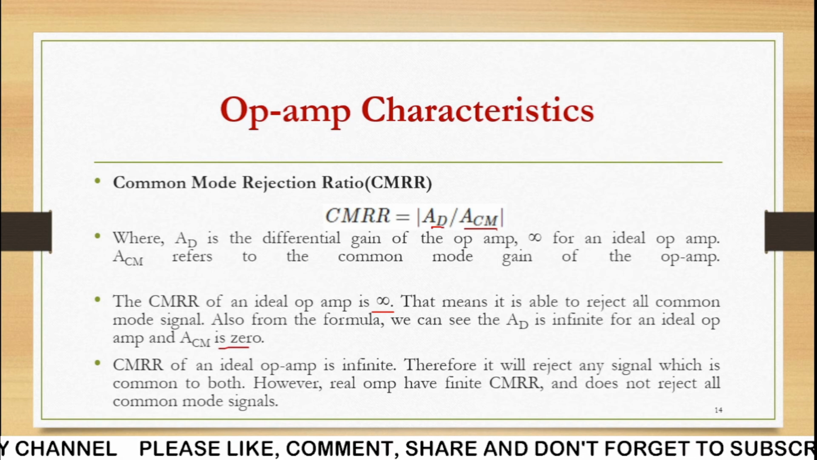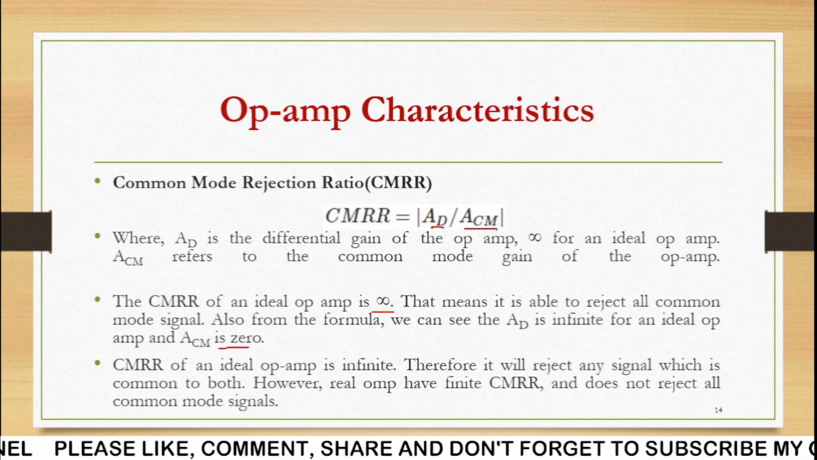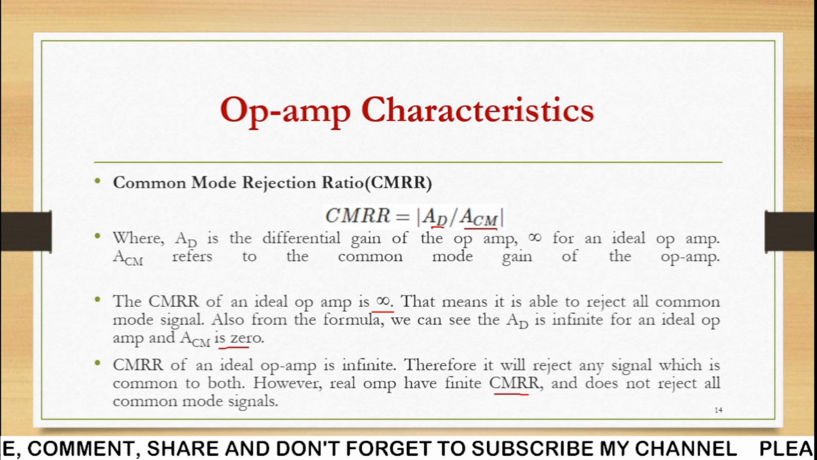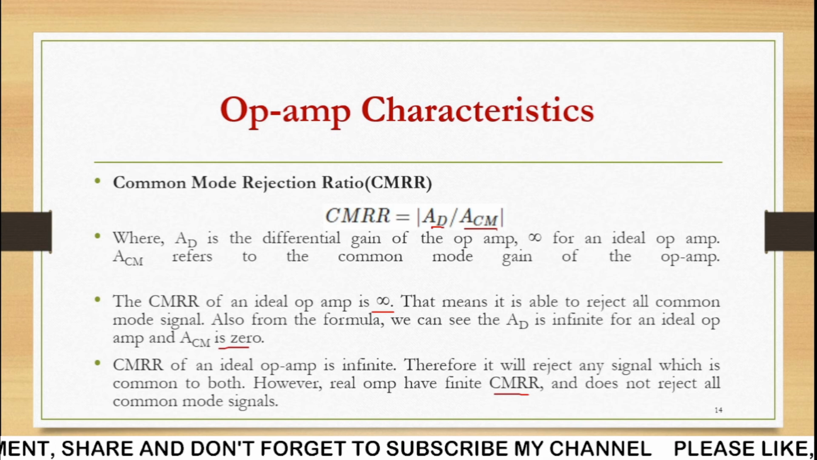But in the case of real op amps, we will have a finite CMRR and it will not reject all common mode signals. CMRR is always expressed in decibels.